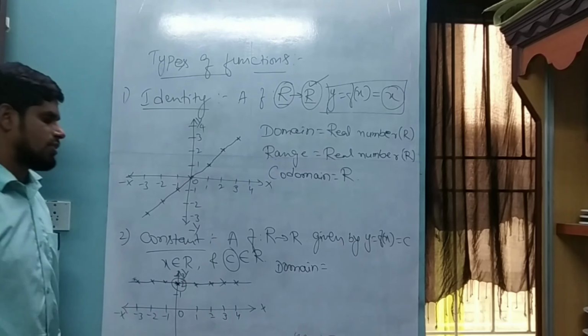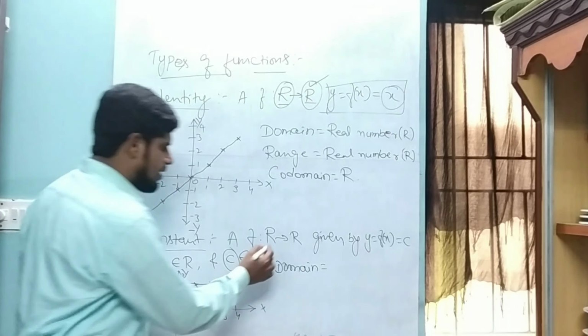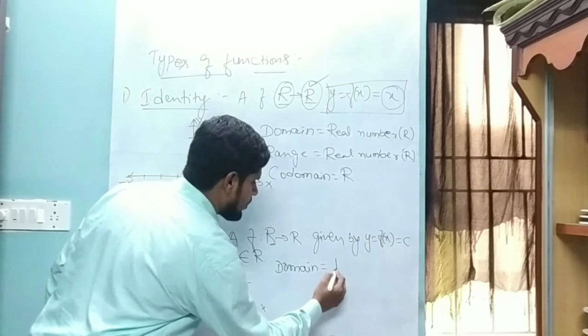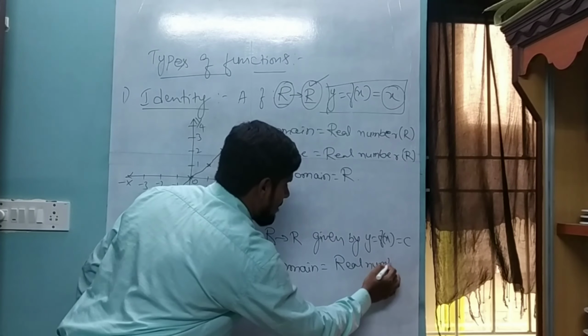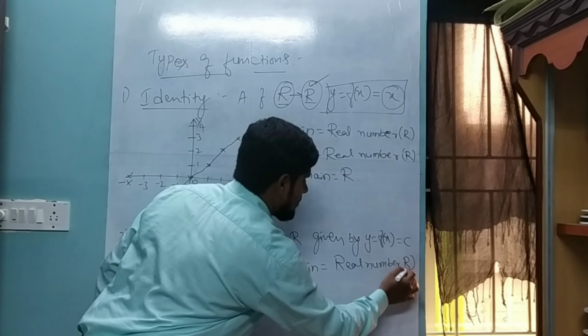Domain of the constant function. As we know, the domain is real numbers. It is defined from real numbers to real numbers. The domain is real numbers, capital R.